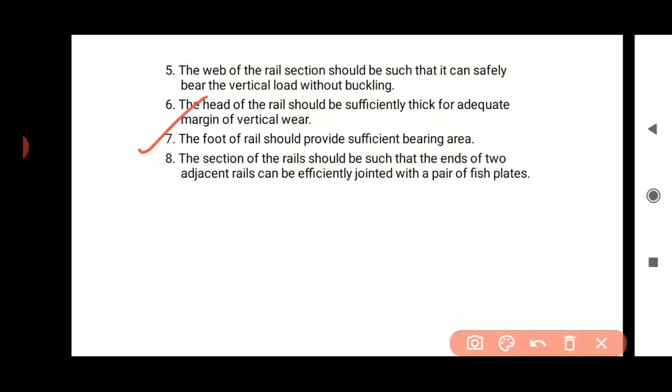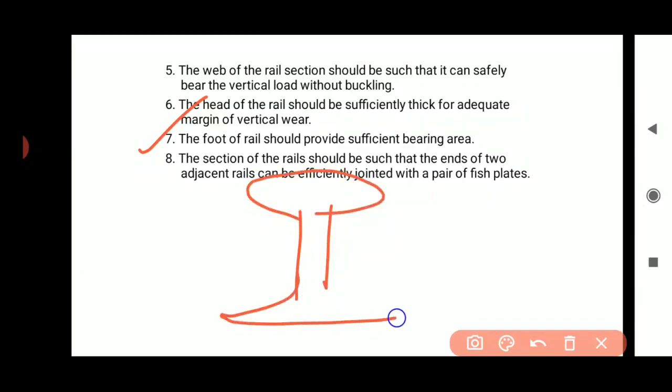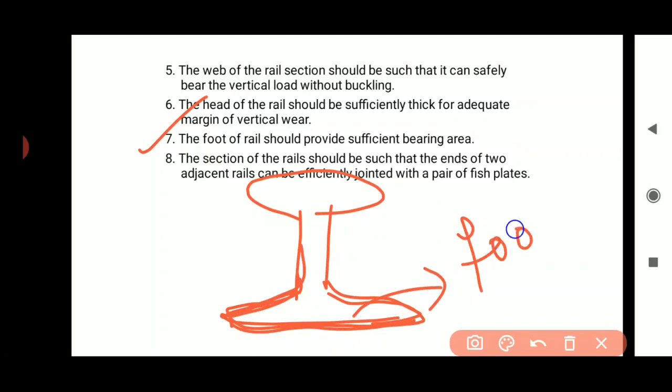Then the next point is the foot of the rail should provide sufficient bearing area. That means the foot should be wide enough so that the rails are stable against overturning, especially on curves. This is the head, this is the foot of the rail section. So this foot should be wide so that rails are stable against overturning, especially in case of curves.